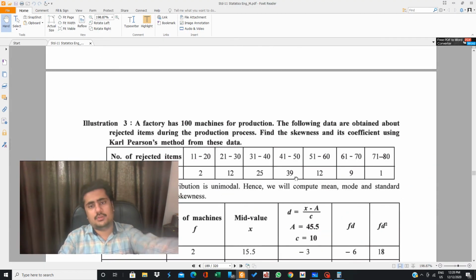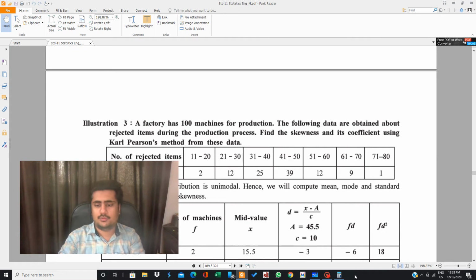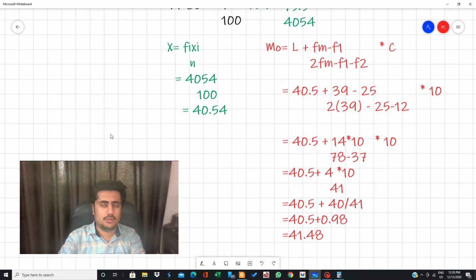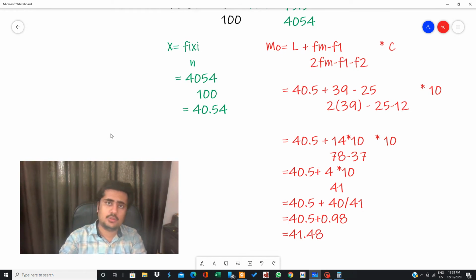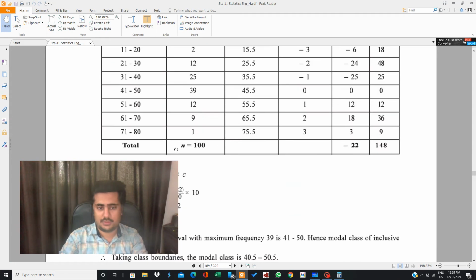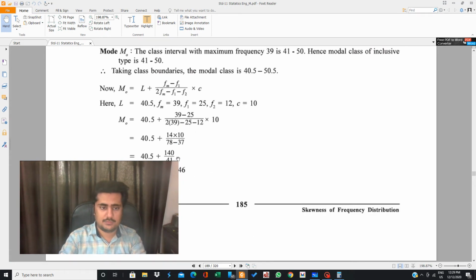So my question was to find skewness and its coefficient. What we had found, we had found mean and we had found mode. So with the help of mean and mode, you can find skewness. But we have to find the standard deviation because my question is to find skewness and its coefficient. So for the coefficient, we need standard deviation. So let us find the standard deviation.